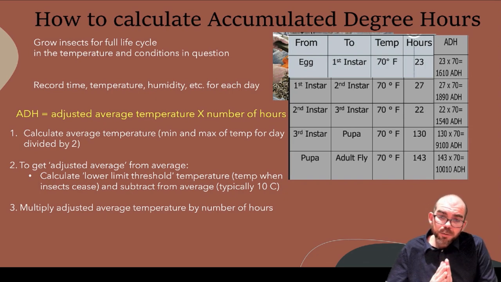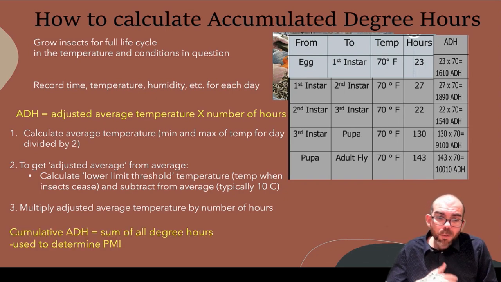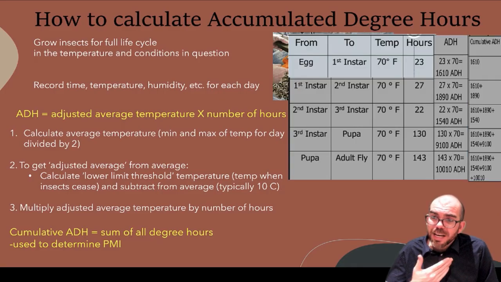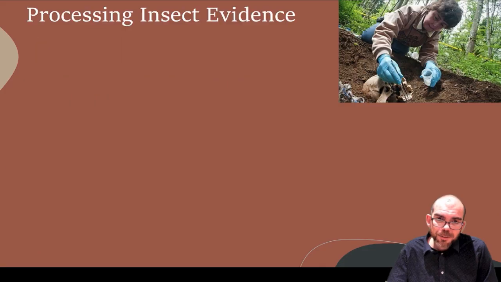If we want to know the full life cycle of an insect, what we call the cumulative ADH, just take the sum of all the ADHs. This can be used to determine the PMI, to determine the time of death. It's not 100% accurate, but it's helpful in determining an estimation.